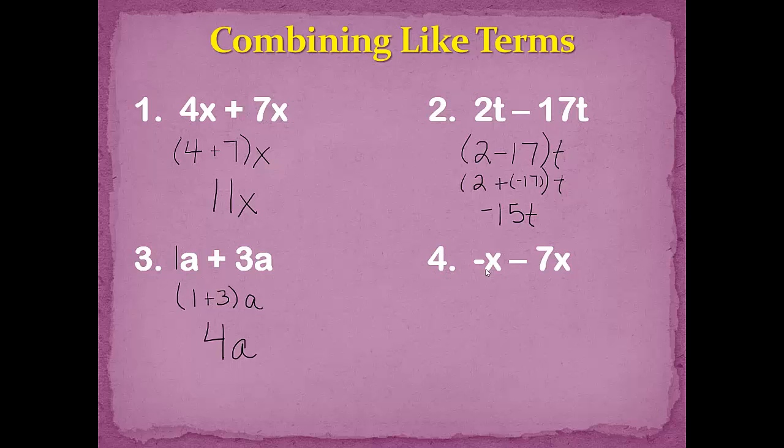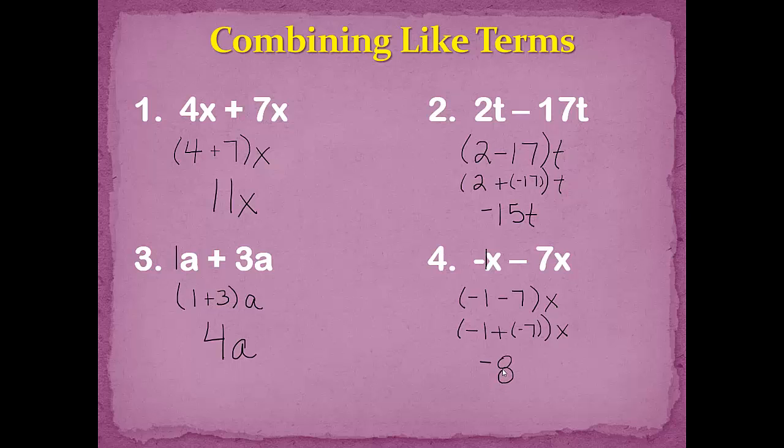And for number 4, we have negative x minus 7x. We have the same variable, so we can subtract these. Negative x is the same thing as negative 1x. So we're going to subtract negative 1 minus 7, and that answer would then be multiplied by x. Negative 1 minus 7 would be negative 1 plus negative 7. And that answer would then be multiplied by x. So negative 1 plus negative 7 would be negative 8.